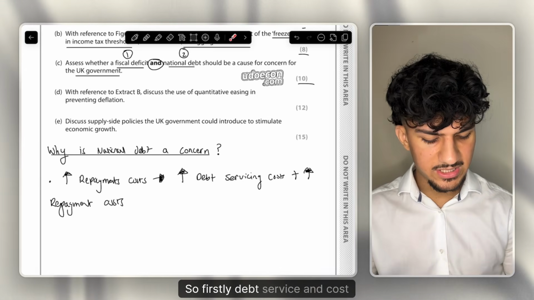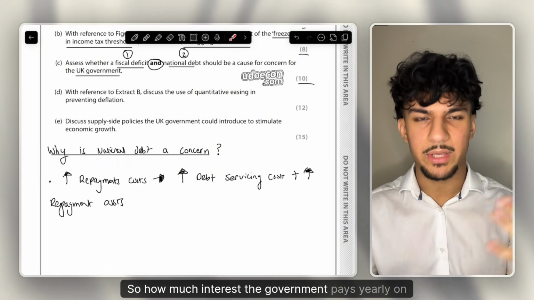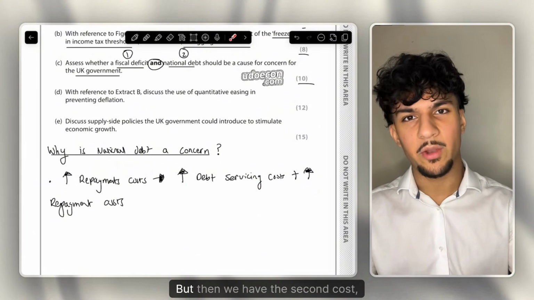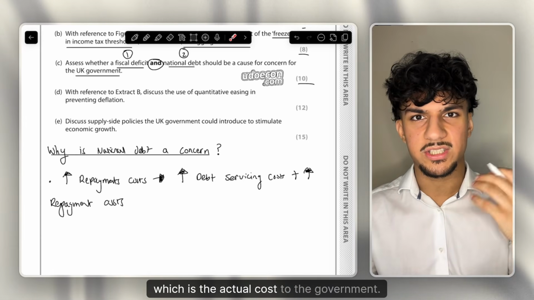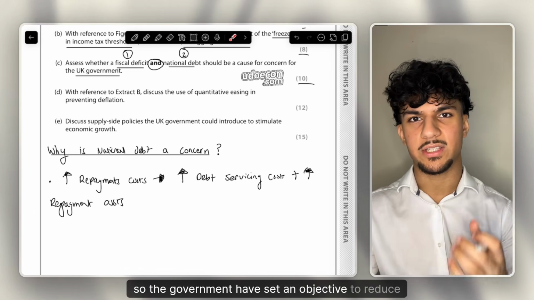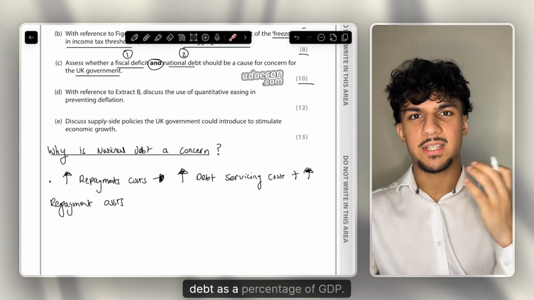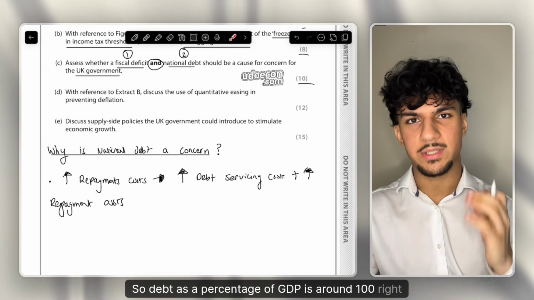So for example, in market failure, what demand equals MPB means, what supply equals marginal private cost actually means, it's very hard for you to then go and explain that in a step-by-step manner to pick up those top level of marks. So firstly, debt servicing cost is just the interest cost of the debt, so how much interest the government pays yearly on that debt. But then we have the second cost, which is of course repayment costs, which is the actual cost to the government of repaying back that debt. So the government have set an objective to reduce debt as a percentage of GDP. So debt as a percentage of GDP is around 100% right now.